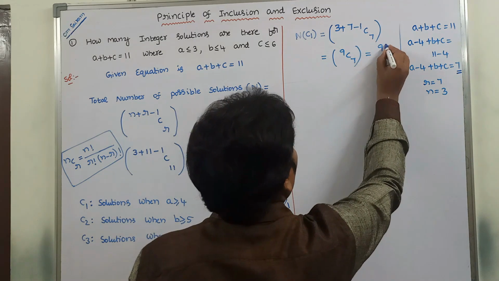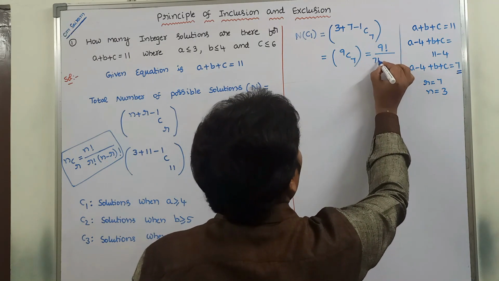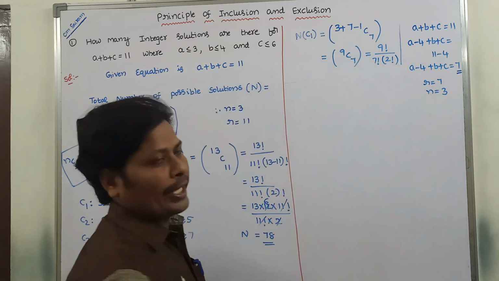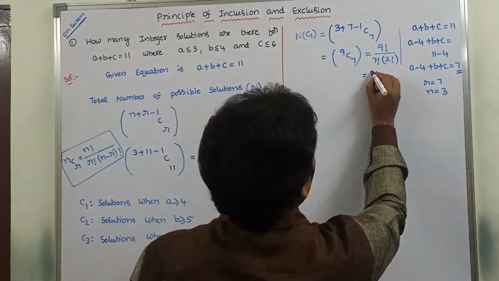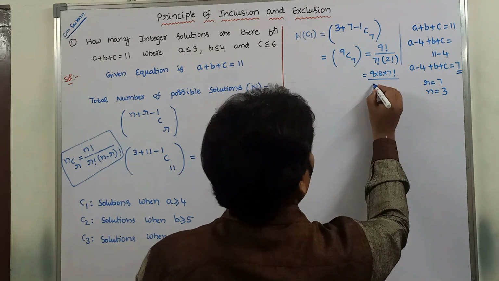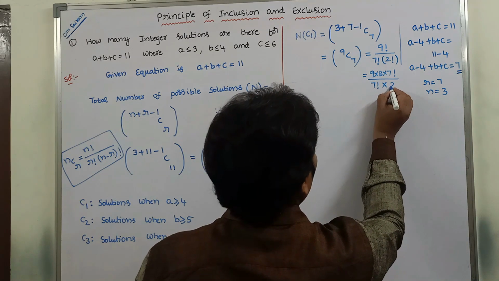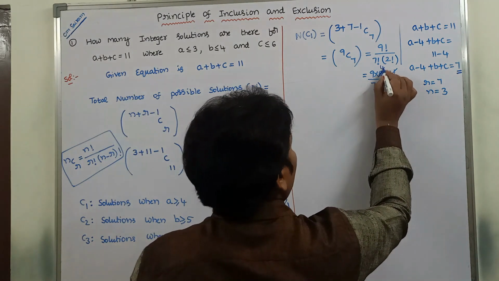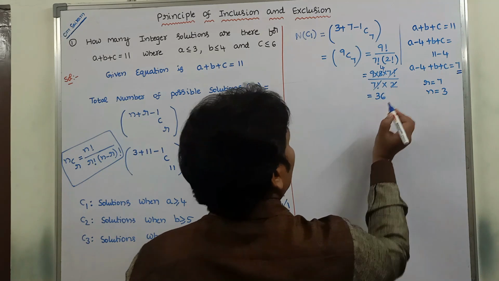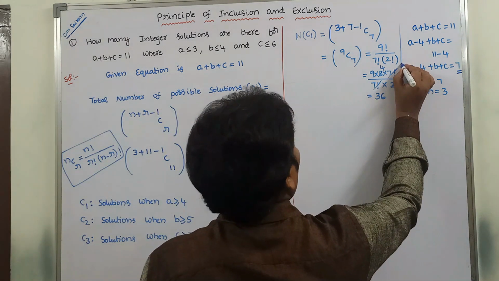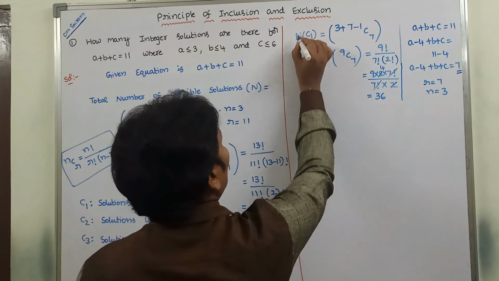Here 9 factorial divided by 7 factorial into 9 minus 7 factorial, that is 2 factorial. So this can be written as 9 into 8 into 7 factorial divided by 7 factorial into 2. 7 factorial, 7 factorial cancel. 2 fours are 8. So we are getting the possible number of solutions equal to 36, and the C1 value is 36. Now we have to find out the NC2 value.